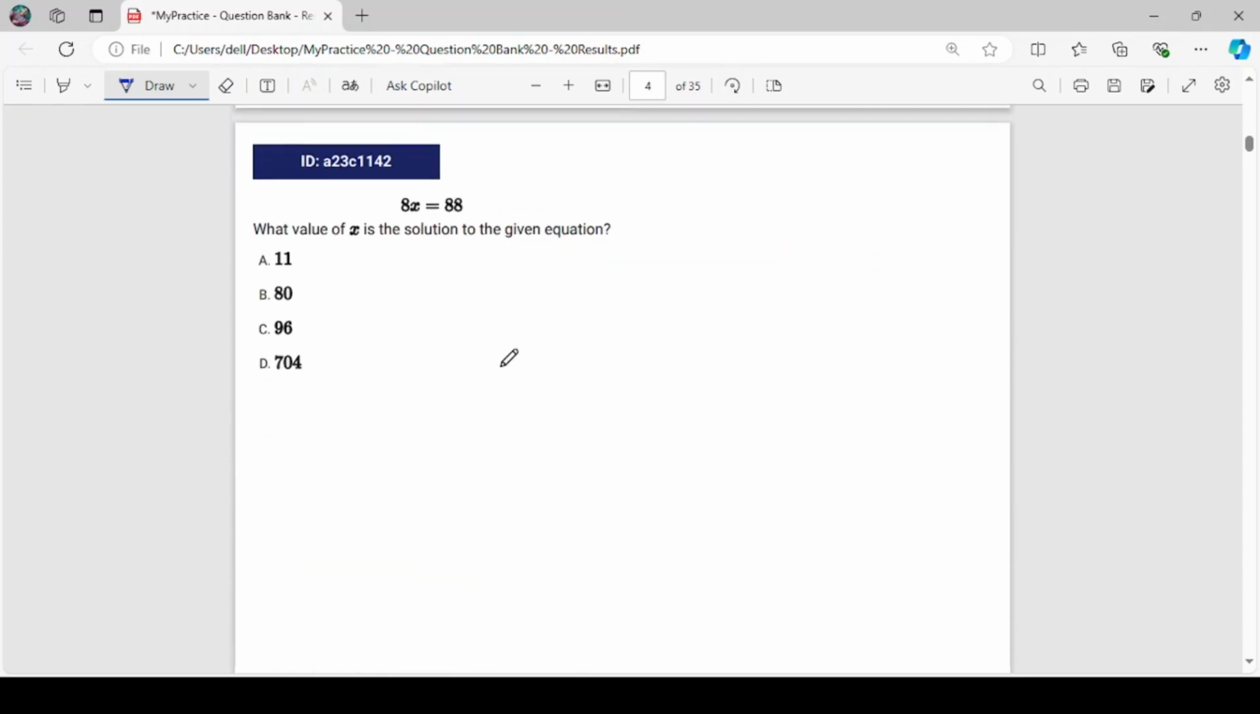Next question. What value of x is the solution to the given equation? 8x equals 88, so we take 8 under 88. 88 divided by 8: 8 ones are 8 and 8 elevens are 88. So our answer is this.